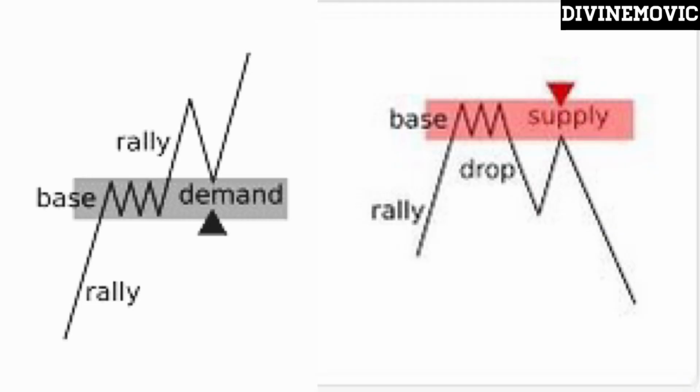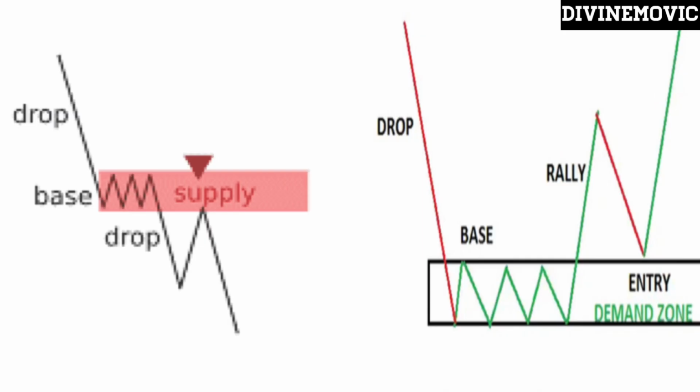But before that, let's talk about the types of supply and demand. There are 4 types of supply and demand. 1 is the rally-base-rally. 2 is the rally-base-drop. 3 is the drop-base-drop. And the 4th one is simply the drop-base-rally. We are going to be explaining these one by one for you to understand what they do.